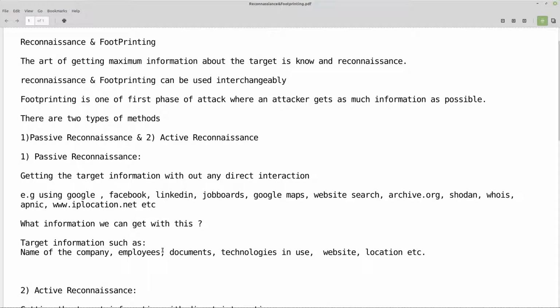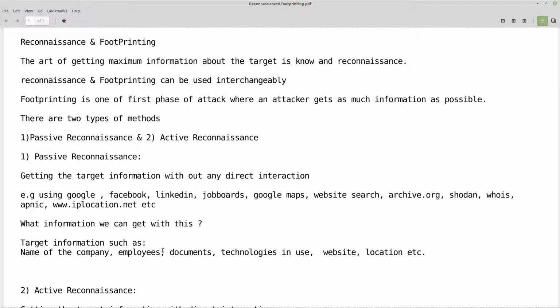The art of getting maximum information about the target is known as reconnaissance. Reconnaissance and footprinting can be used interchangeably; basically, both are the same. These are the first phase of an attack where the attacker gets as much information as possible. And once you have this information, you will keep it safe for the further steps.